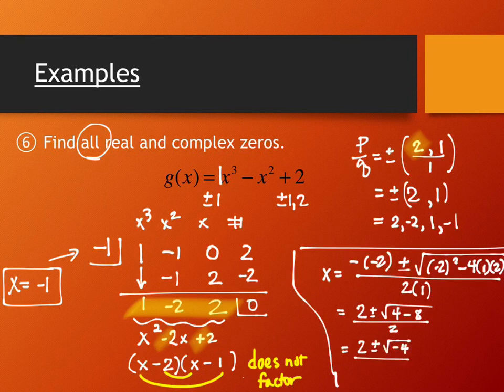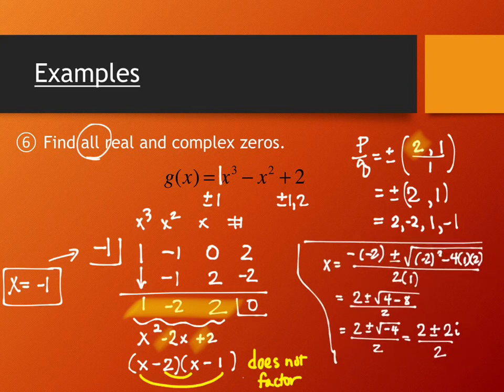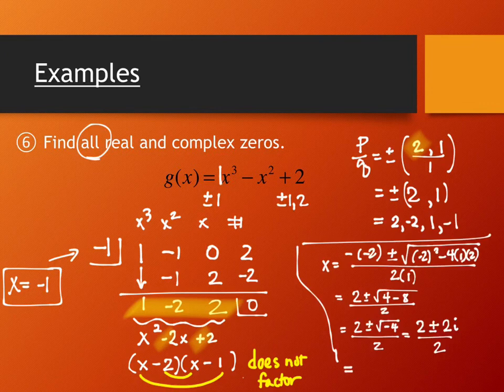-4. What happens when I have a negative underneath the radical? I get i's. Okay, so we have that 2. This is now plus or minus 2i, right? Square root of 4 would be 2, so -4 would be 2i, over 2. And if I were to divide everything by the 2's, I would find 1 plus or minus i. Those are my other two zeros.